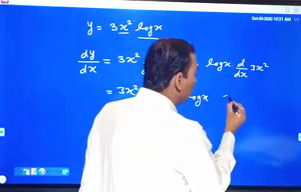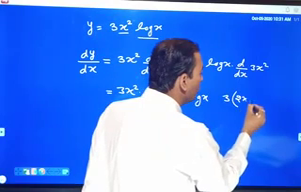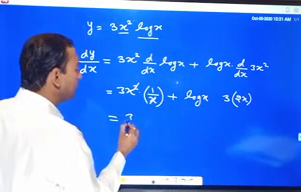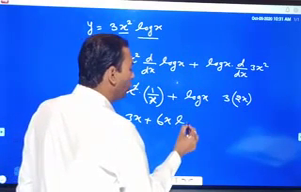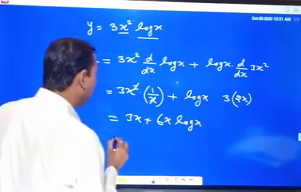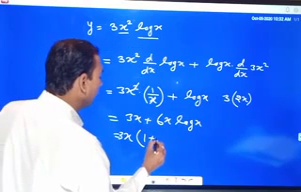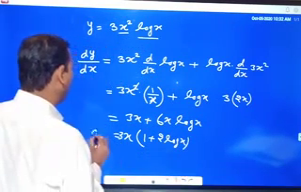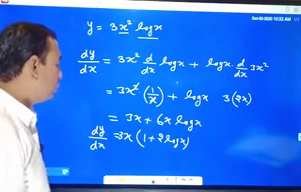Here 3 is constant and differentiation of x square is 2x. So x and x cancel out, that is 3x plus 3 into 2 is 6x log x. Now we take x common, or 3x common, then 1 plus 2 log x is the differentiation of this given function.